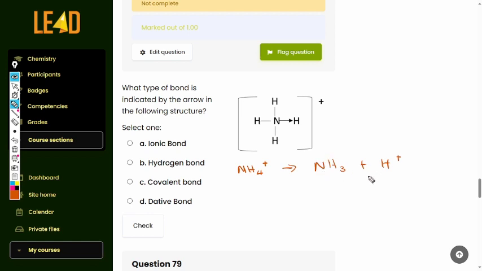So when ammonia reacts with hydrogen plus, remember that ammonia has a pair of lone electrons. And then hydrogen here has an empty orbital. So what happens is they share this lone pair of electrons between each other, and that kind of bond is called a dative bond. So it means that the arrow we see here between ammonia and H plus is actually a dative bond. The correct answer is D.